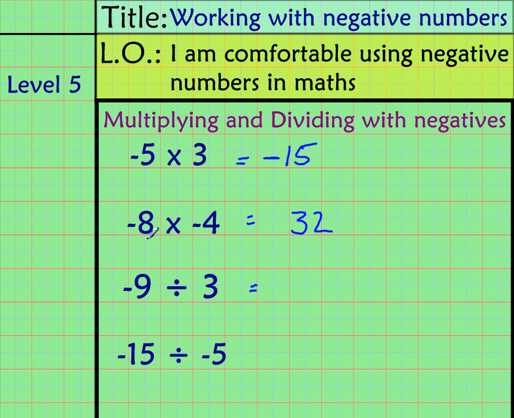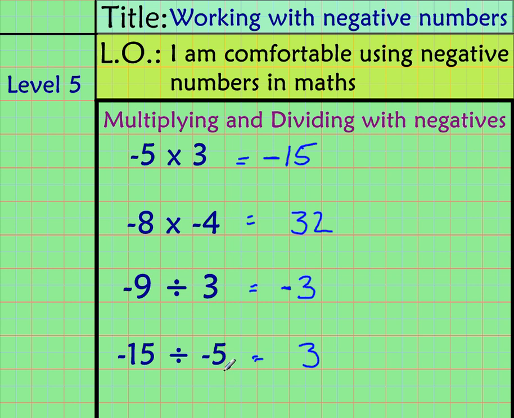Here, 9 divided by 3, well that's 3. But because it's a negative and a positive number here, they're different signs, so I put a negative here. And here, minus 15 divided by minus 5, well, 15 divided by 5 is simply 3. But because it's a minus divided by a minus, they're the same signs, so I leave it as a 3.